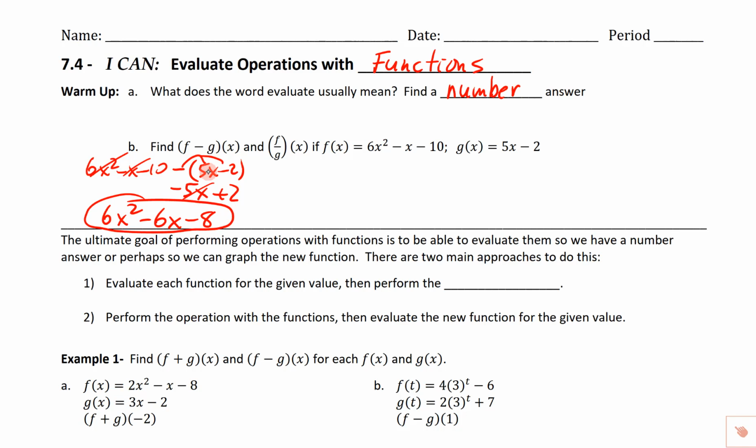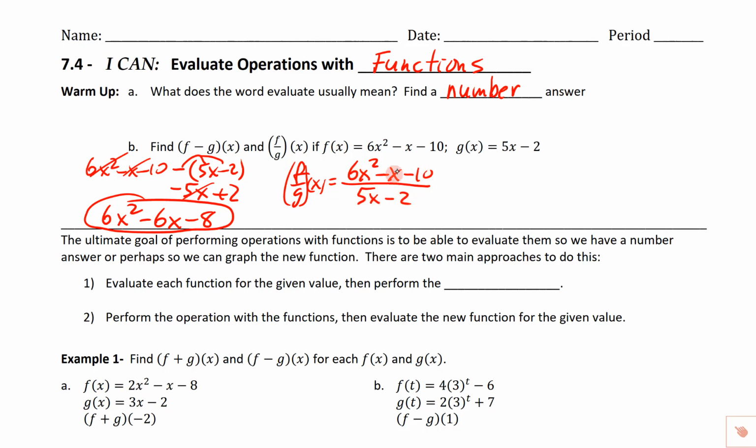Then we're going to do the division problem. On this division problem, if we do f divided by g of x, here's what we get. We're going to put the 6x squared minus x minus 10 on the top, and we're going to put 5x minus 2 on the bottom. Now again, we might look at this and say, gosh, can I cancel the 2 with the 10? Can I cancel the 5 with the 10? Could I cancel the 2 with the 6 and so forth?